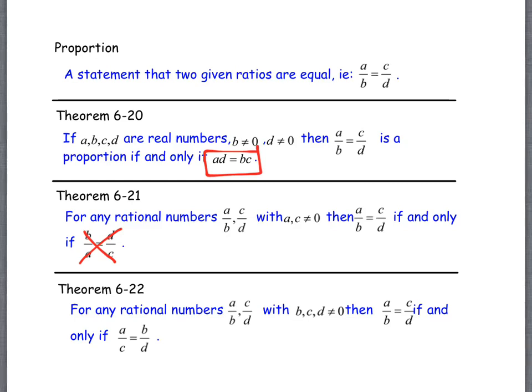What's happening down here in theorem 6.2? A over B to C over D, and it becomes A over C to B over D.